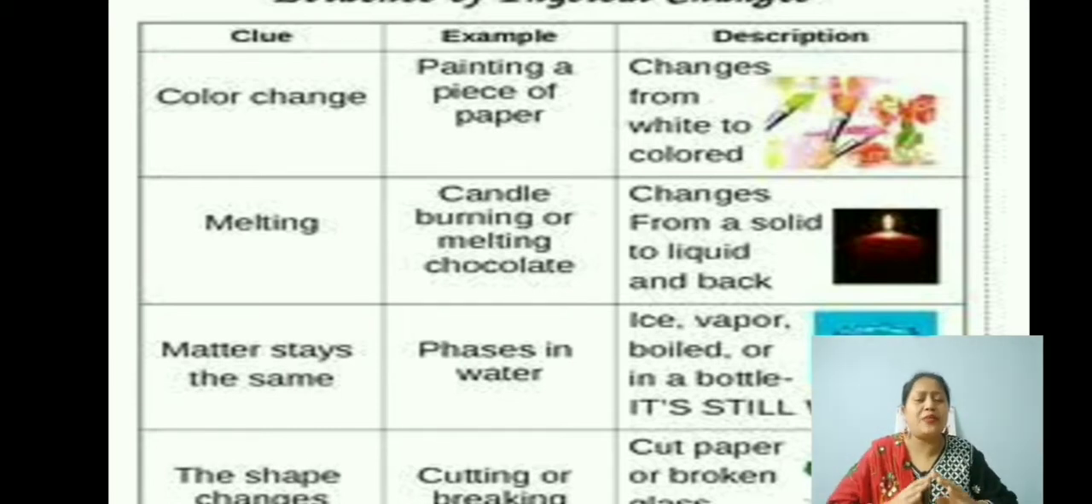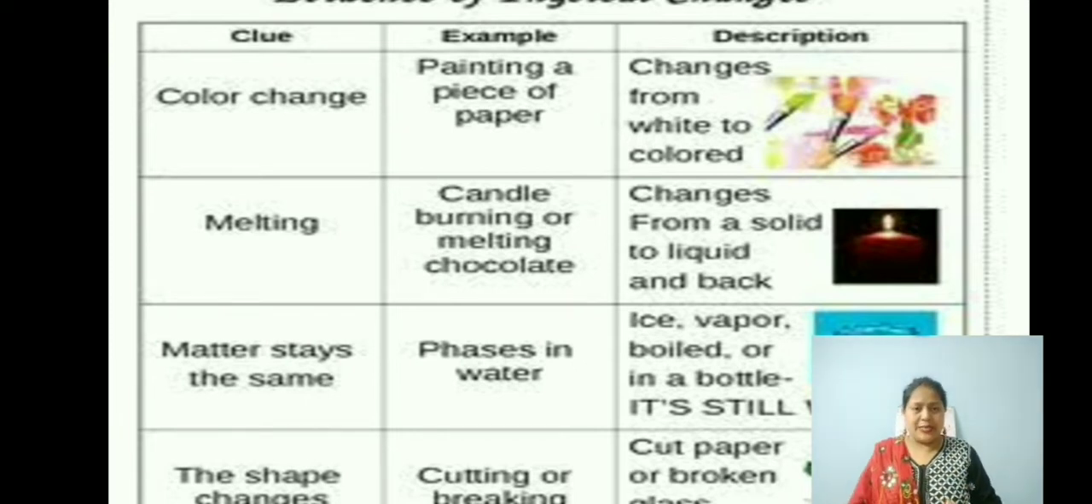So this can be very well defined with the help of an activity, that is cutting of paper, or supposing the breaking of glass. If we cut a piece of paper, what will we get? We will get paper only, but of a different size. Likewise, if the glass breaks, we get different glass pieces. So this is also a physical change.